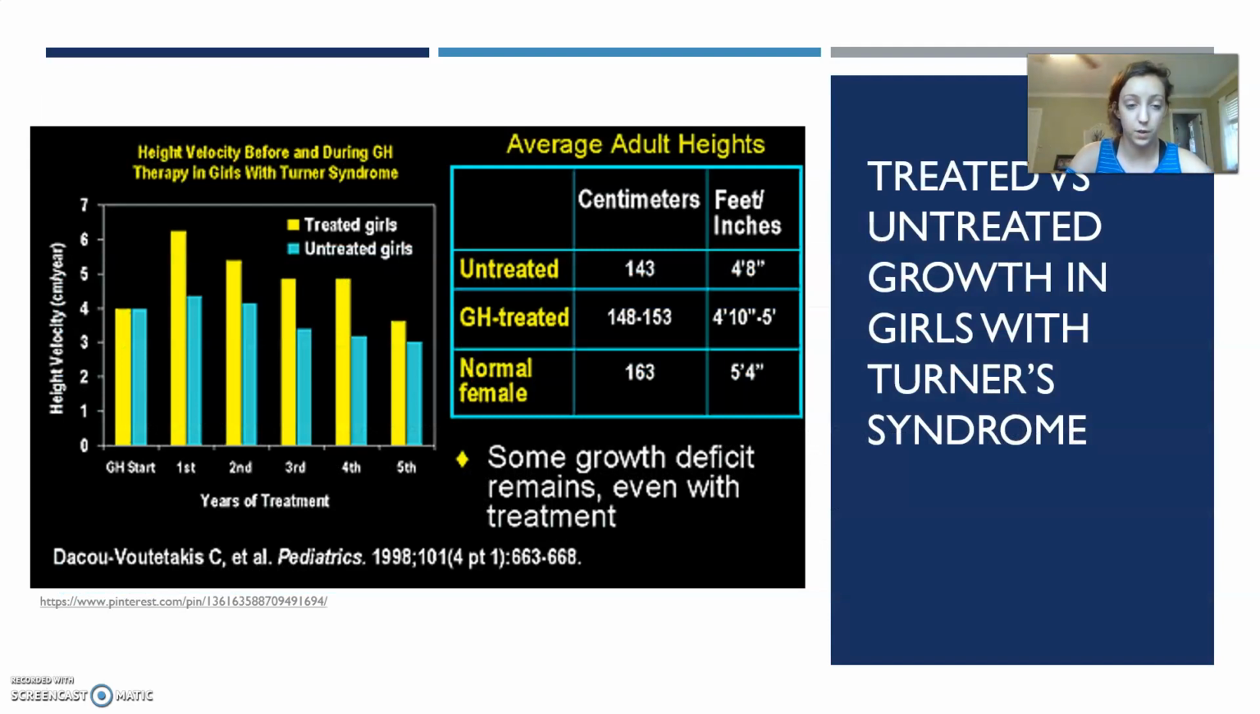This is a graphic to demonstrate the difference between treated and untreated Turner syndrome individuals, as opposed to a normal female adult, in how much height growth they have over a certain period of time. And you can see that the treated girls do grow significantly more, but it is still not to the desired or normal height, but it definitely does help.